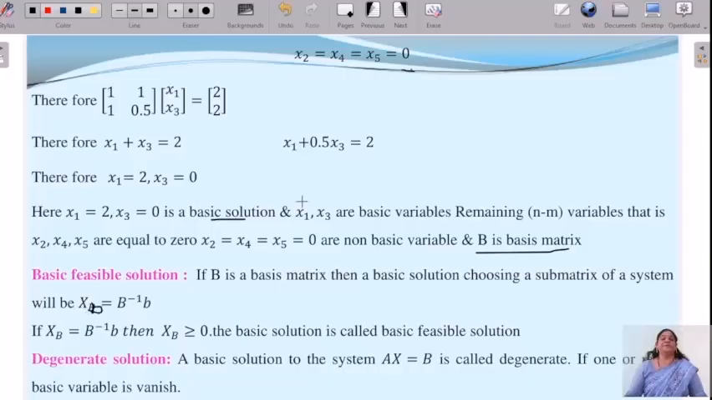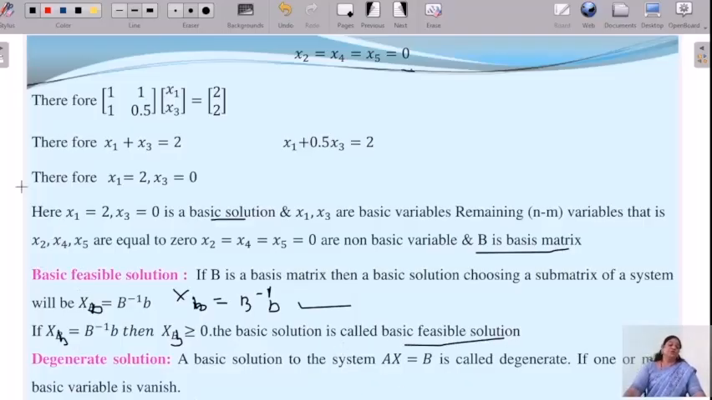This is small b. Notation is x basic variable is equal to B inverse into B. In matrix theory, we learn about this already. If xb is equal to B inverse B, then xb are greater than or equal to 0, the basic solution is called basic feasible solution.